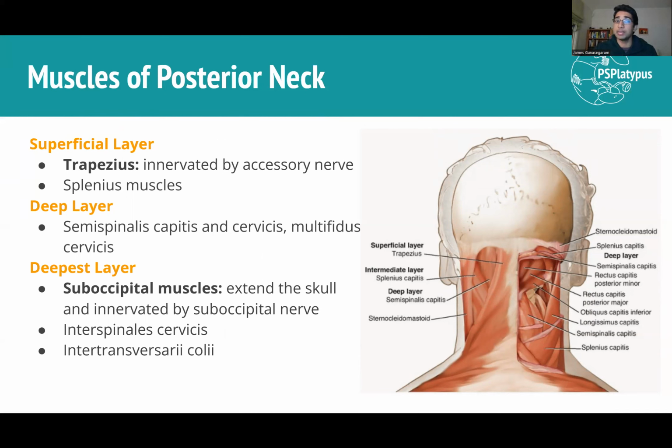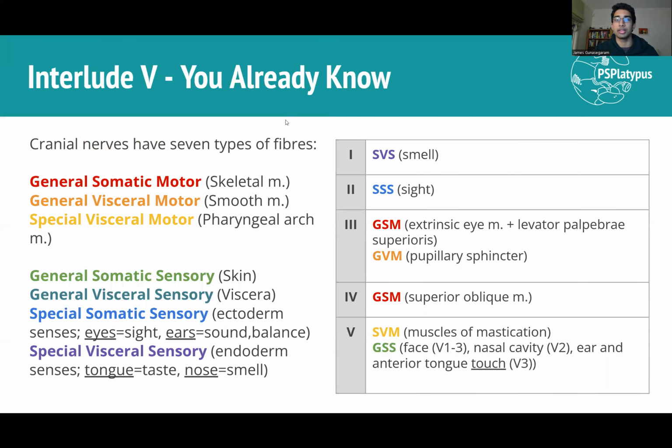Then your semispinalis and your multifidus are also very closely associated with the spine, but they're more posterior. So they're sort of over the back of the spine, and then over on top of those, you get the superficial layer.